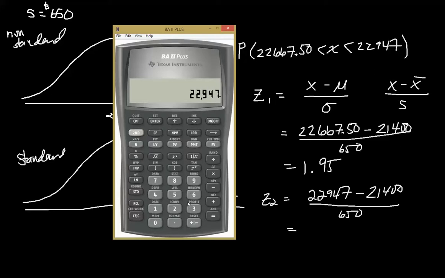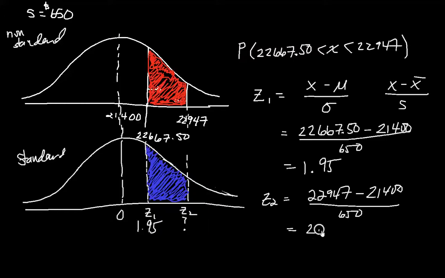22,947 minus 21,400 is equal to 1547. Divide that by 650, and we get 2.38. So now I'm going to erase my question mark here because I know what it is. And this is 2.38.